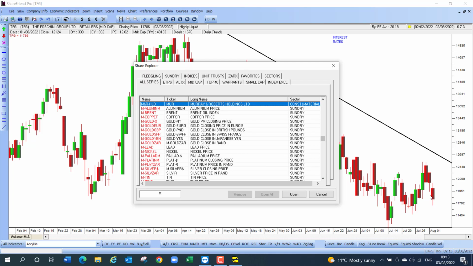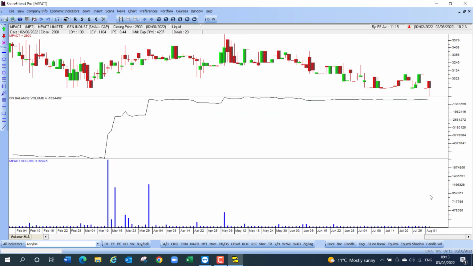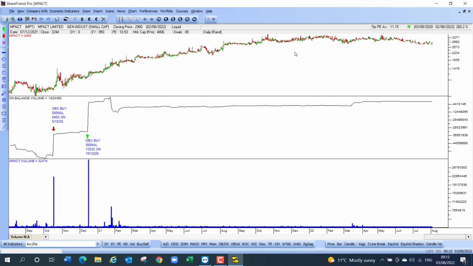The next share I want to talk about is Mpact. This is a packaging company. I just want to put a bit more data on the screen here. Yeah, that's the chart that I want. Now, what you see here is three charts. The top chart is a simple bar graph. The middle chart here is an on-balance volume chart, and the bottom chart is a volume histogram.